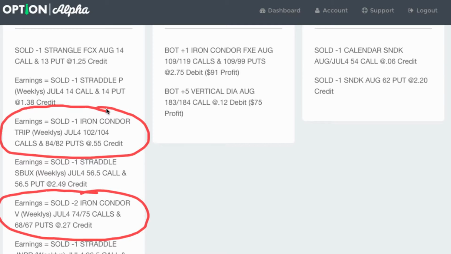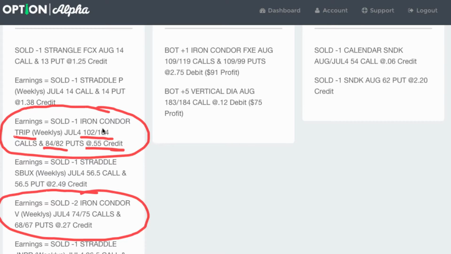If it's just over the 50th percentile, or maybe in the 60th percentile on the low end, then maybe I'll be a little bit more conservative and do a very wide iron condor. So in the case of Trip, which is TripAdvisor, we did the 102-104 call spread way above the market and the 84-82 put spread way below the market for a $55 credit. So a $2 wide spread.